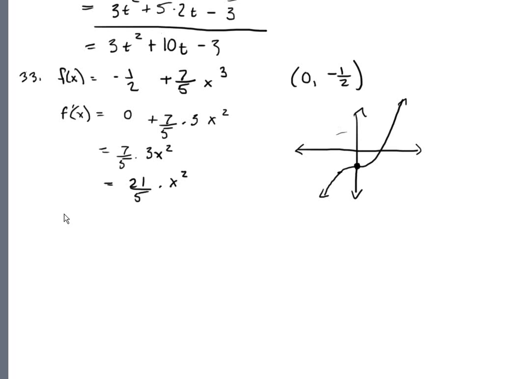So I put in the value of my derivative, f prime at 0 equals 21 over 5 times 0 squared, which equals 0. So the slope of my derivative is equal to 0. 0 means that I have a horizontal line, right? So my derivative is equal to a horizontal line that passes through 0, negative 1/2, which, if we wanted to plot it on a graphing calculator, would look just like that, right?